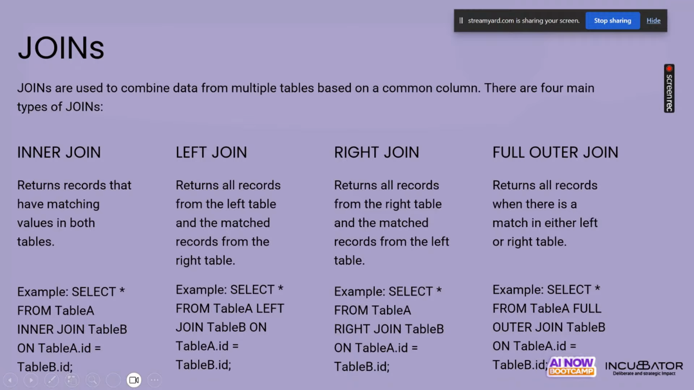All right. So what is join? Joins are used to combine data from multiple tables based on a common column. There are four major types of join. On Monday when we started this class, I told you about join.